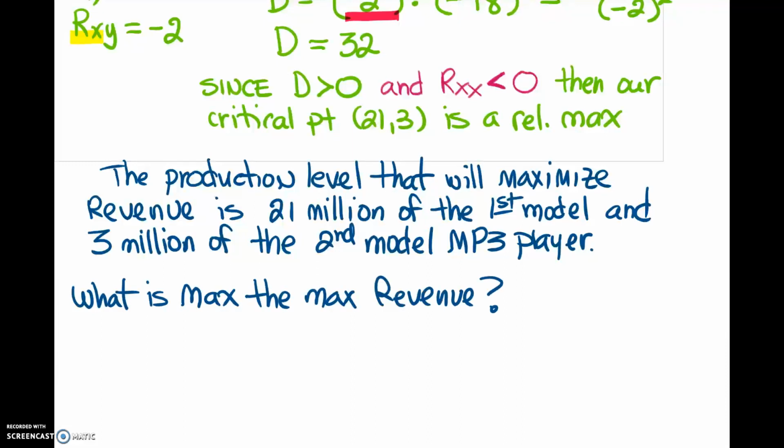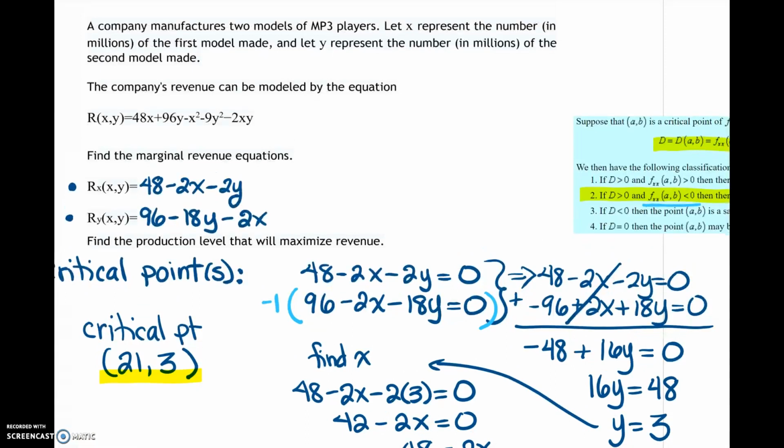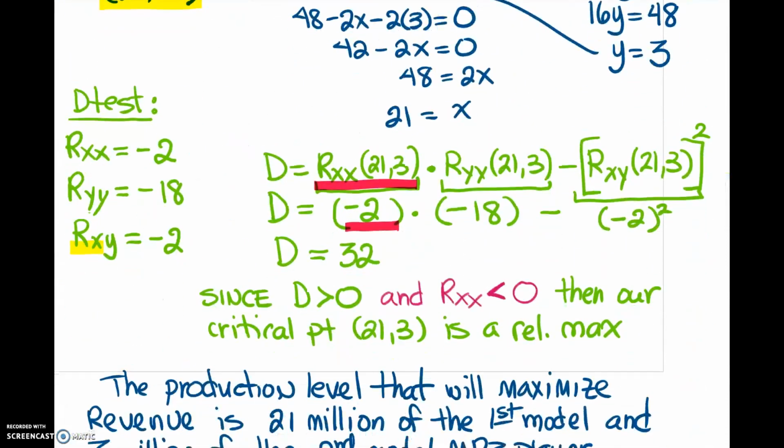To do that, we just need to take our critical point and plug it into the revenue function, the original function that was given to us for the revenue. So we just plug (21, 3) back into the revenue function. Again, it's going to take a calculator to run all that through. Let me scroll back up here to remind you of the original revenue function. That's this guy back here. This is our revenue function, the function that's going to tell us the revenue for any value of x and y. So that's where we're going to plug in our 21 and 3.